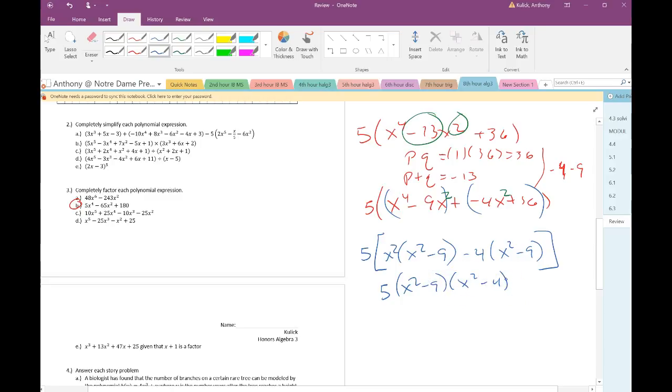Am I done? No. I need to check to see if any of these factors also factor. Well, x squared minus 9, that's 2 terms, and it's certainly a difference of 2 squares, so I can factor that into x minus 3 times x plus 3. And x squared minus 4, also 2 terms, also a difference of 2 squares, x minus 2, x plus 2. So this is my final answer.